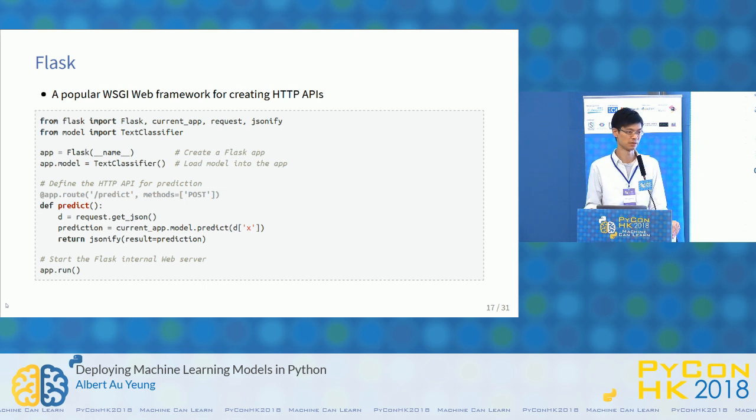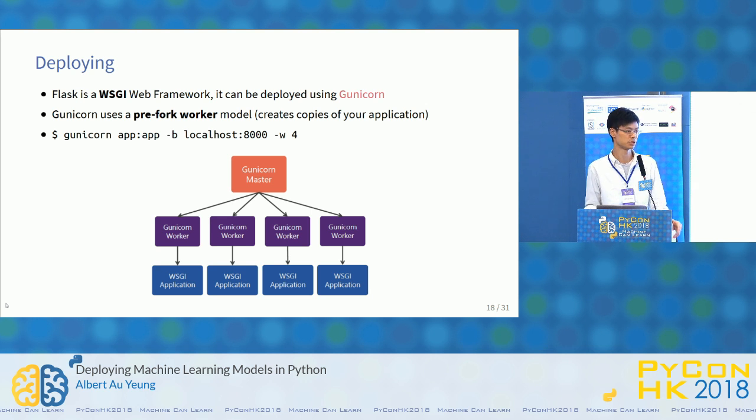And one thing to note is that if you use Flask, because it is a WSGI compliant framework, you can deploy it using a WSGI server, such as gUnicorn. So if you want to have multiple workers running your application, you can specify that, and then you can receive multiple requests at the same time.